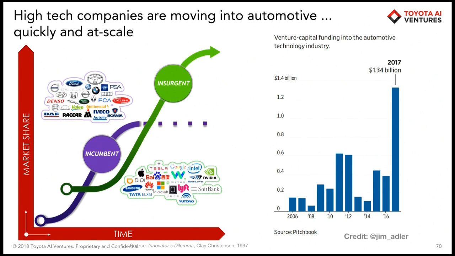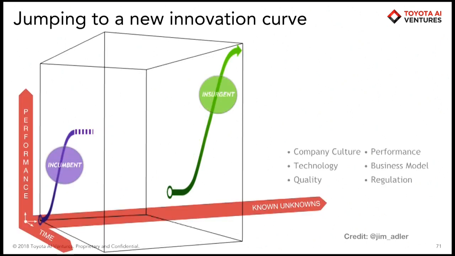And it's really real in the autonomous driving space, because venture capital funding into the automotive technology industry is huge, like 1.34 billion in 2017. It's massive. So again, think out of the box with the augmentation and all the other cases I gave before. Another way to think about the box is that this is a 2D projection of a 3D graph, where this axis is the known unknowns, and actually the insurgents are optimizing in a different dimension. There's this joke that Toyota is the best manufacturing company in the world. It just turns out that they make cars.